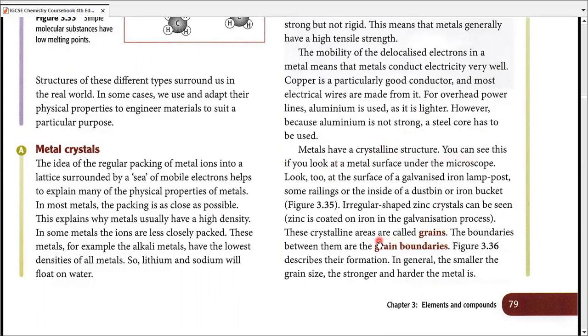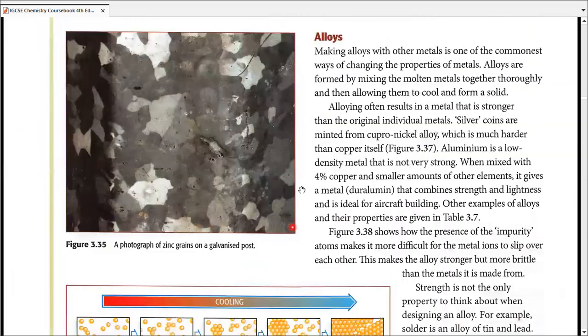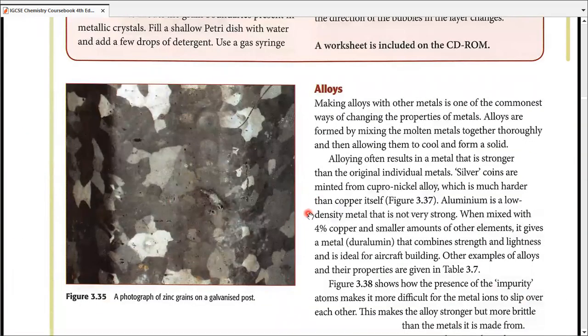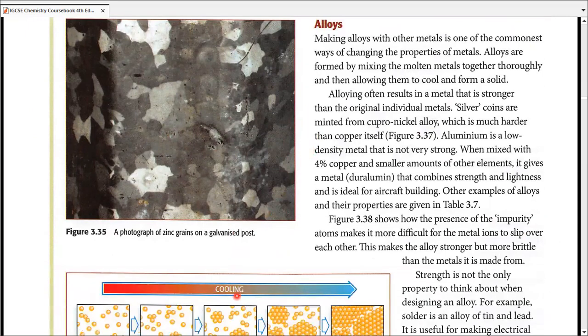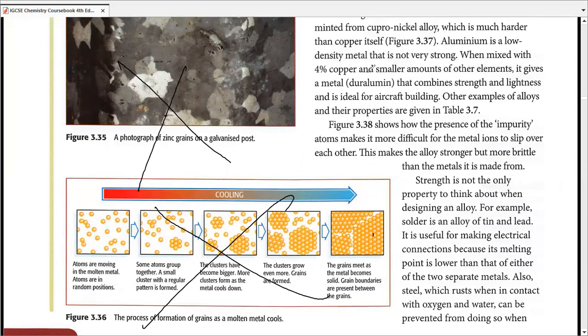Sometimes metals have a grain-based structure, and there are some grain boundaries. This was an old part. This is not a part of the new book anymore. So you can simply skip these grain boundaries and grain stuff, this one and this one. They're not a part of the new course. All right, so I'm going to skip all of this.